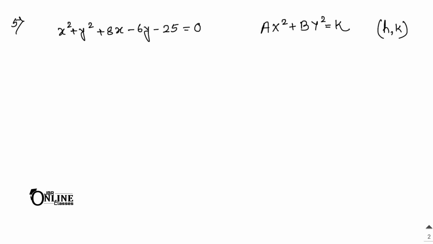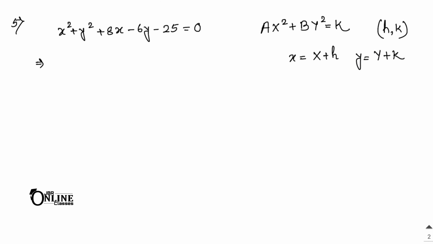Okay, axis remaining parallel to the original axis always. If the coordinates x, y of the point on the given curve change to capital X and Y, then you know the formula: x equals capital X plus h and y equals capital Y plus k. Okay, now you have to just substitute the value.